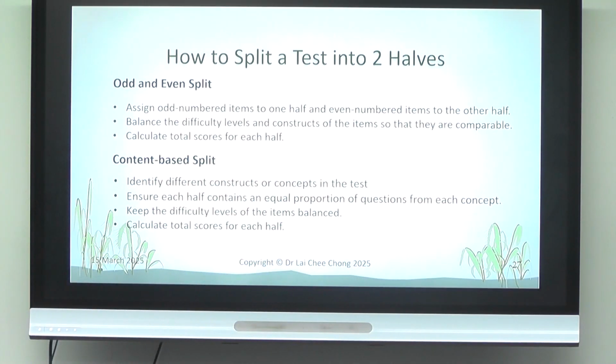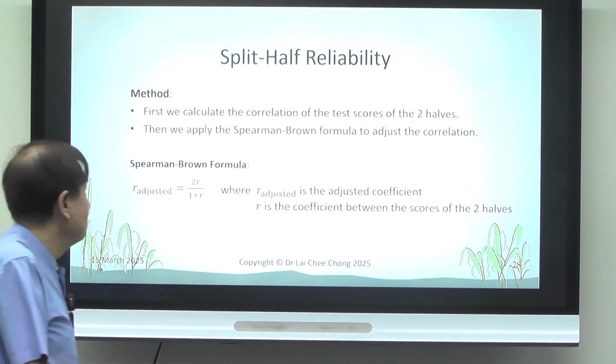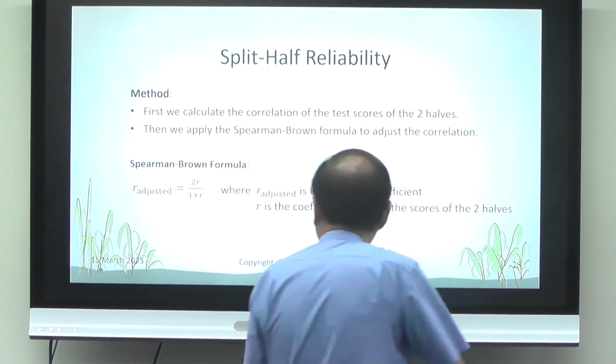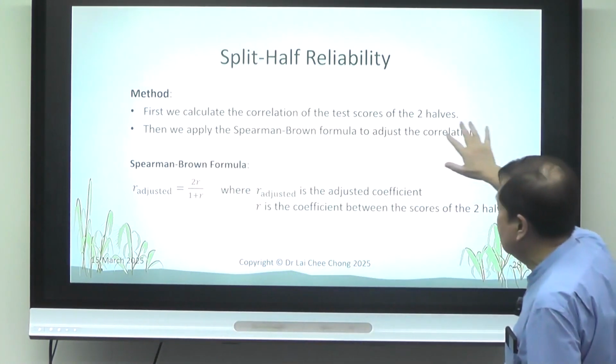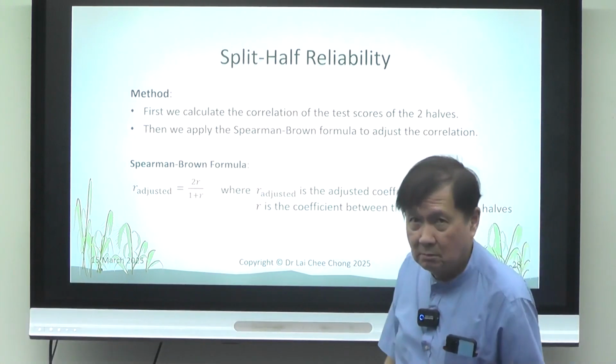After you've done that, of course, then you are in for the calculation. And here it is, split-half reliability. So we need to first calculate the correlation of the two halves. How do you do this one? Your Pearson will help you.